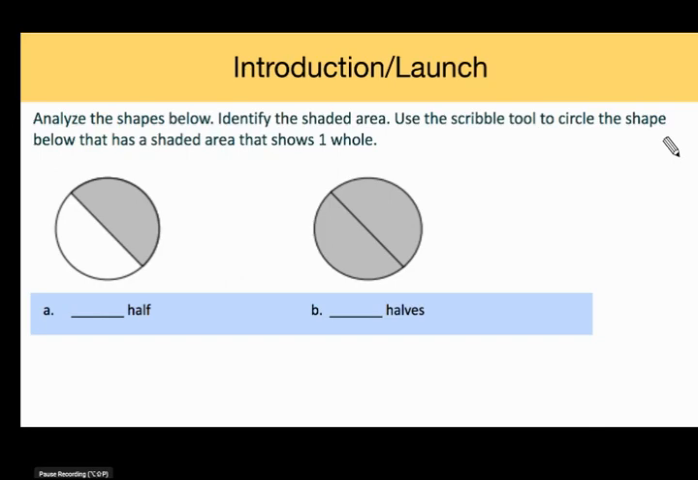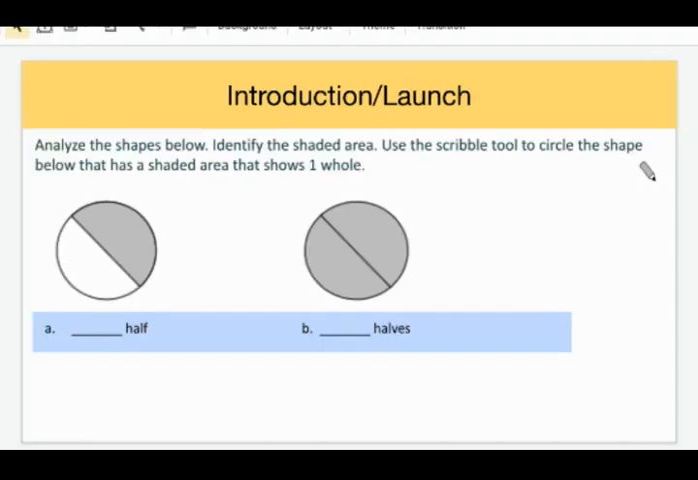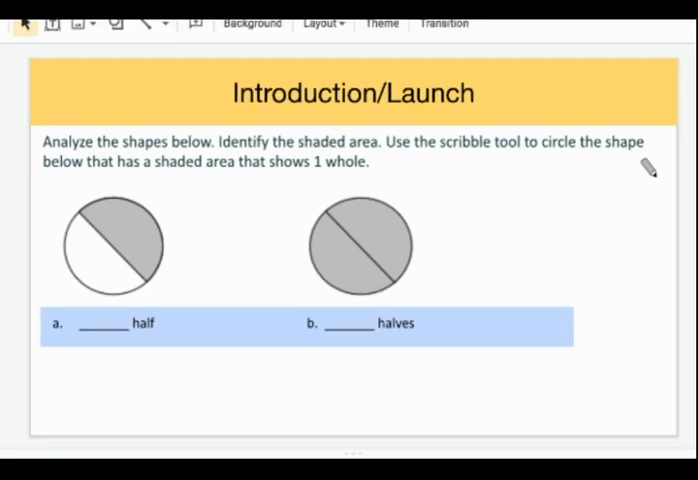Let's look at an example from today's lesson. Read the instructions with me. Analyze the shapes below. Identify the shaded area. Use the scribble tool to circle the shape below that has a shaded area that shows one whole. I am noticing that both circles show a line that is partitioning them in half. There's a line down the middle, it's cutting them equally into two parts. But the circle on the left has one part shaded in gray, and the circle on the right has two parts. Two halves are shaded in gray.